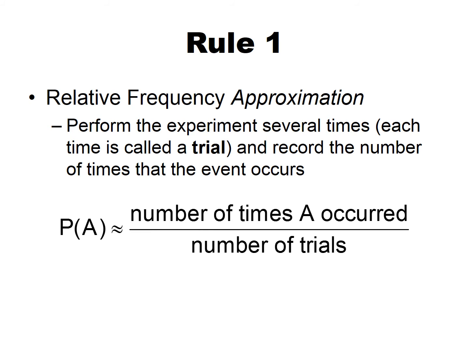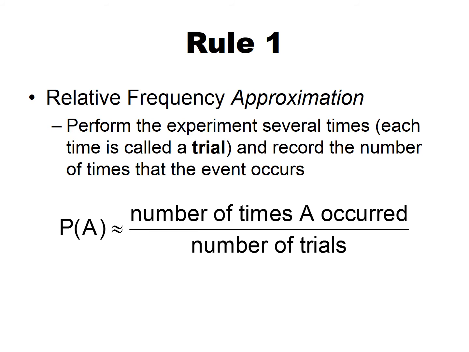We perform the experiment several times. Each time is called a trial, and we record the number of times the event occurred. So then the probability of our event is approximately equal to the number of times the event occurred divided by the number of trials. So the arithmetic there is very simple. We just divide the number of times the event occurred by the number of trials, and we're all done.